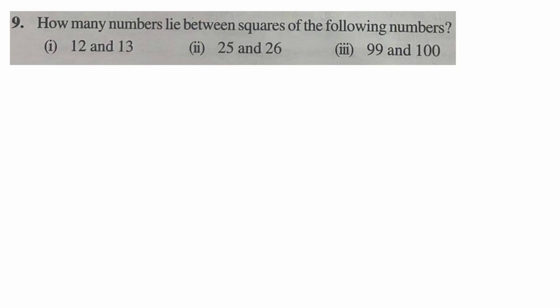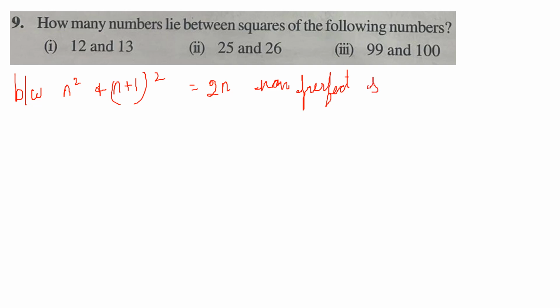The ninth question given to us is: how many numbers lie between the squares of the following numbers? Okay, so here the rule which we are going to use is that between n square and (n plus 1) the whole square there are 2n non-perfect square numbers, right? Using this rule we are going to find the answers for this question.